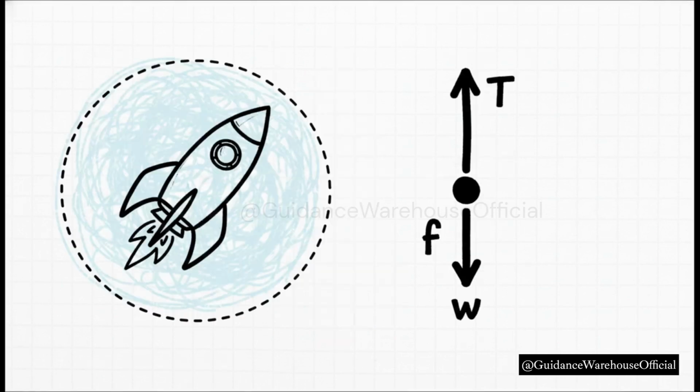Let's start with steps 1 and 2. First, we just sketch the rocket, and then we define it as our system of interest. Now, for the important part, we draw the free body diagram. So what external forces are acting on it? Well, we've got the thrust, which we'll call T, pushing up. We've got air resistance, F, pushing down. And of course, you can't forget the rocket's own weight, W, also pulling it down.